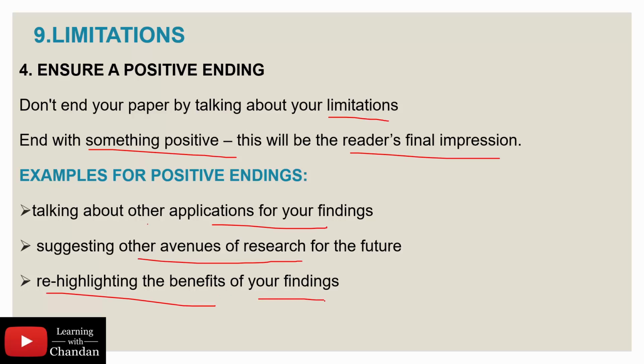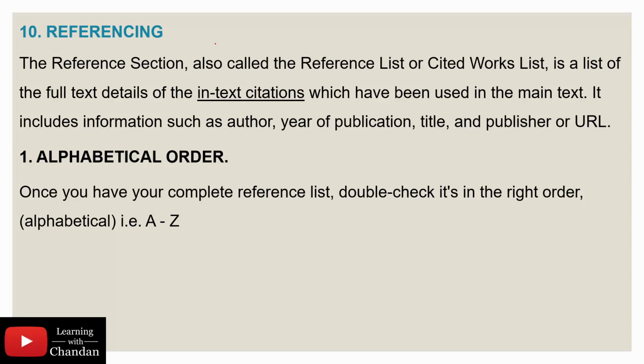The last section for proofreading is your referencing. Normally the references section is also called reference list or cited works list, and it contains the full text details of in-text citations. In-text citations are the ones which are used in your manuscript or in the main text. It includes vital information as name of the author, year of publication, title of the paper, publisher details, or URL. So please make sure that your references are mentioned in the correct alphabetical order from A to Z.